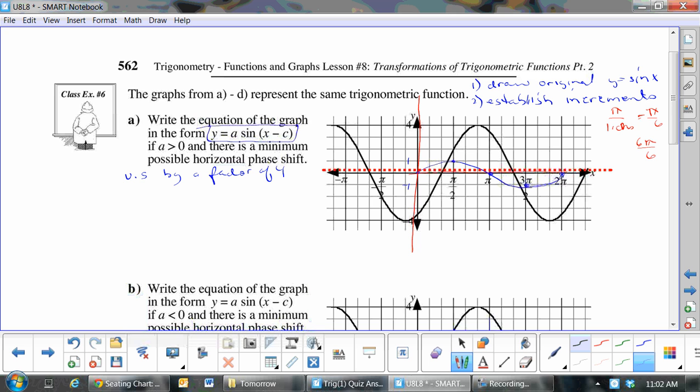So y gets replaced with 1/4 y, right? What is that going to become when I make it y equals? If I bring it to the other side, it would be y equals 4 sine x minus c. What is 4 supposed to stand for? Guys, what does it stand for? Amplitude. Does that make sense?